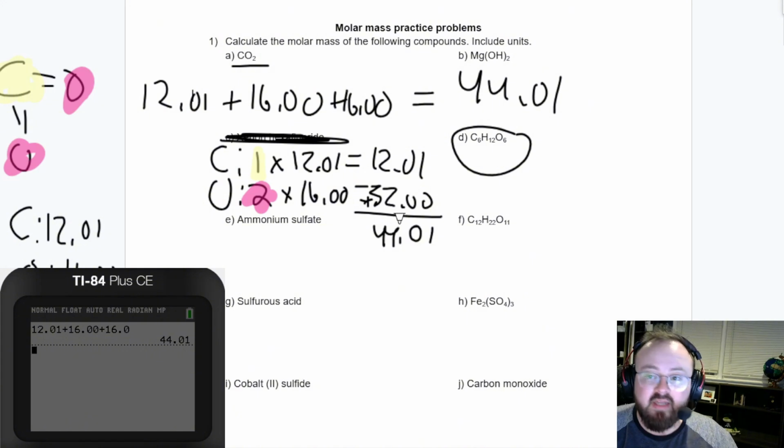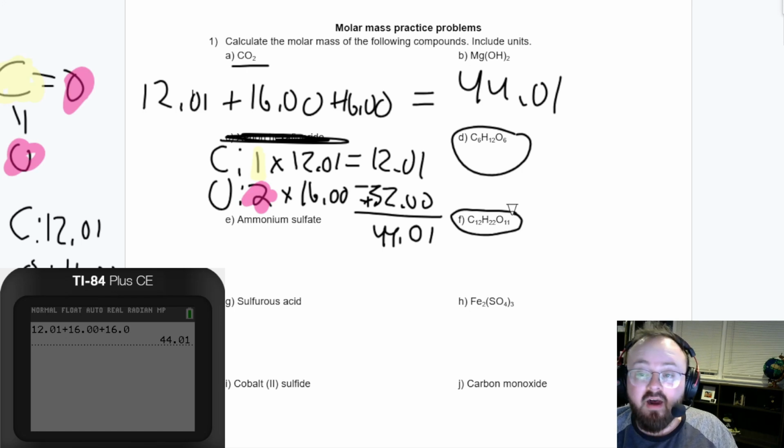10.44, and we get the same answer. And I'm going to tell you, do it like the second way, because when you get to an example like this, letter F right here, C12H22O11, it's a lot easier to do it the way that I just did it.